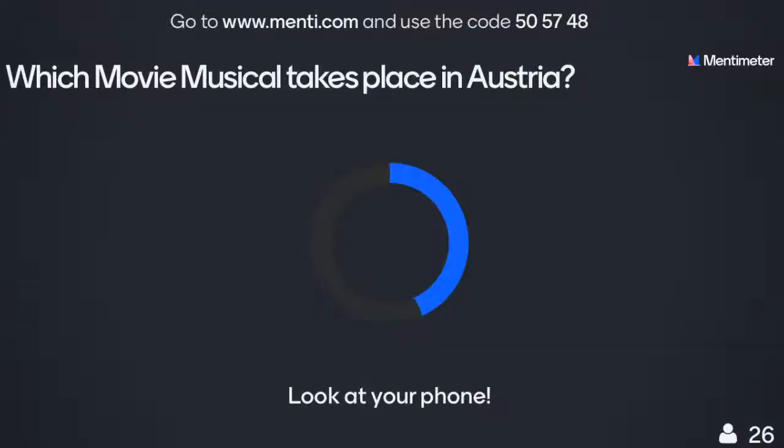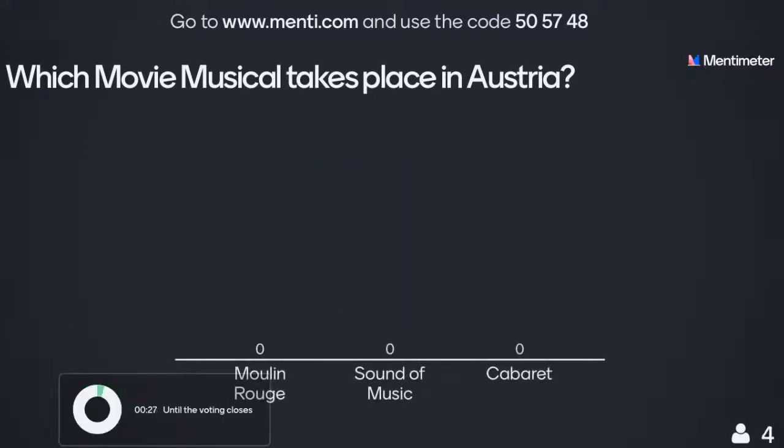Here it comes. Which movie musical takes place in Austria? Okay, is it Moulin Rouge? Is it The Sound of Music? Or is it Cabaret?